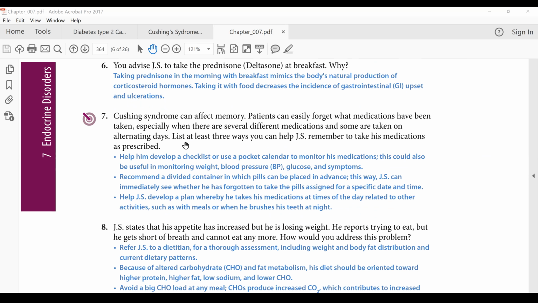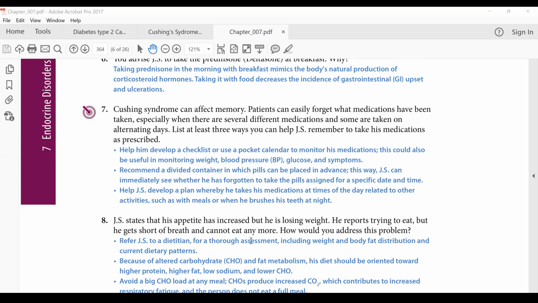Good, K. Gannon, with the high protein. Avoid carbohydrate loads at any meal. So those big carbohydrate dumps. Carbohydrates increase the CO2, which contributes to increased respiratory failure.